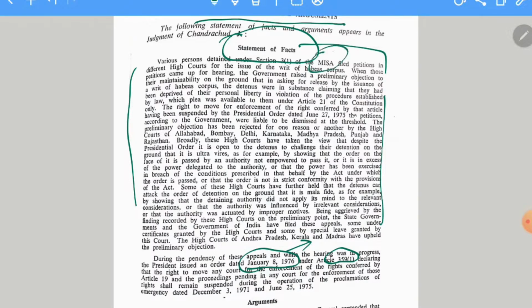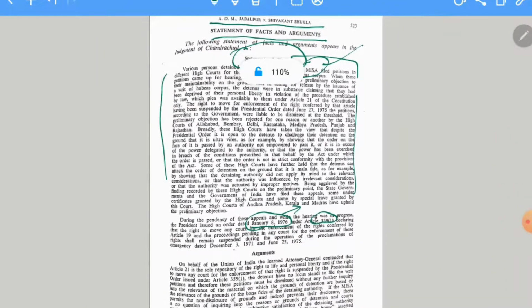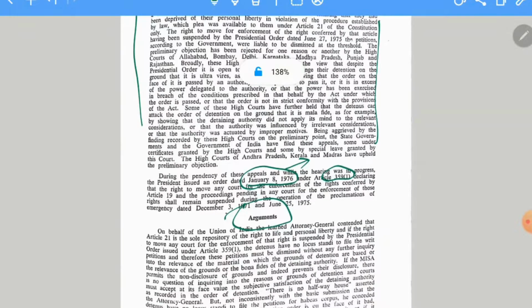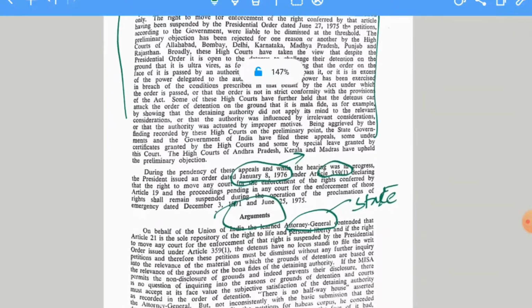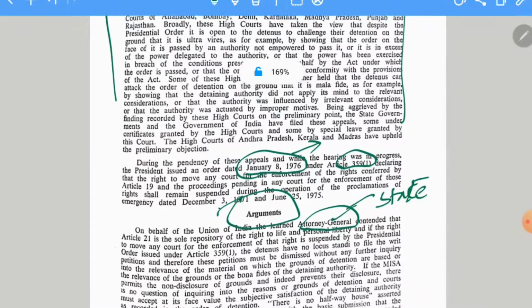The act which was involved here, the MISA Act, you can see all these things here. Now after this, you can have a section of the arguments. The arguments which were made from the side of the government, because in this case the cases were filed from the state side. So the arguments from the side of the petitioners are going to come from the Attorney General. You can see here. Okay.